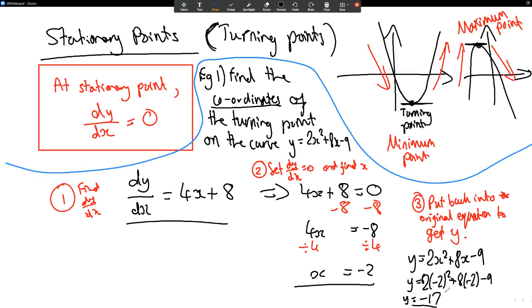So now that we have that, we can write it as a coordinate. So if I just bring this over here, we have minus 2 on the x and minus 17 on the y, like so.